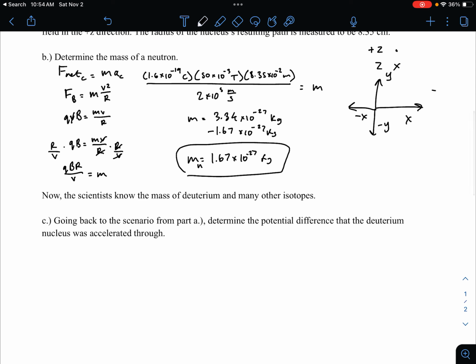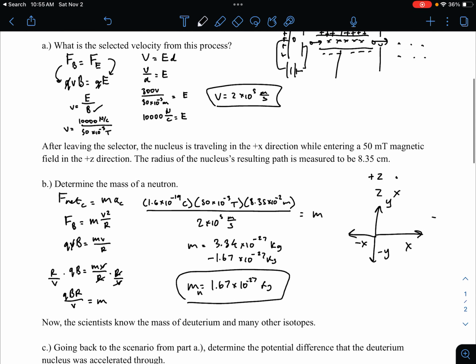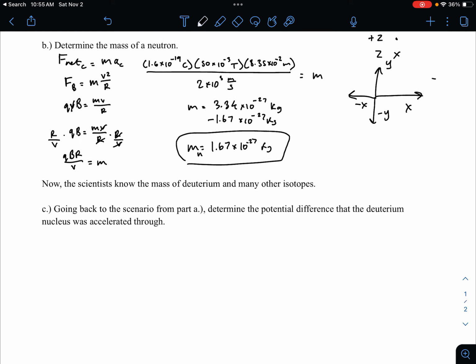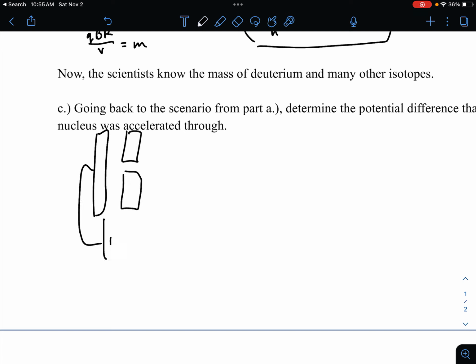Going back to the scenario from part A, determine the potential difference that the deuterium nucleus was accelerated through. So this part B was about the detector, but now we're going back to the accelerator. There's going to be a certain potential difference that it is accelerated through, and then I can use that to find the potential difference.